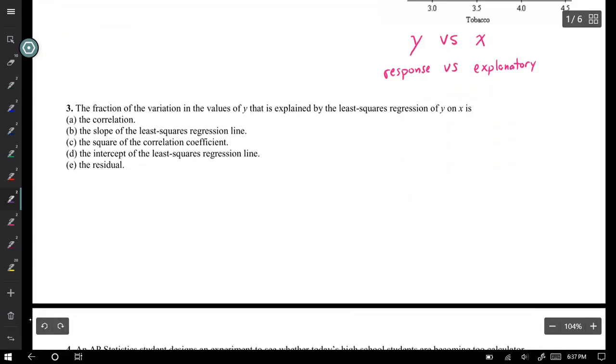Number 3: the fraction of the variation in the values of Y that is explained by the least squares regression line of Y and X is... Before I start though, I mean fraction.